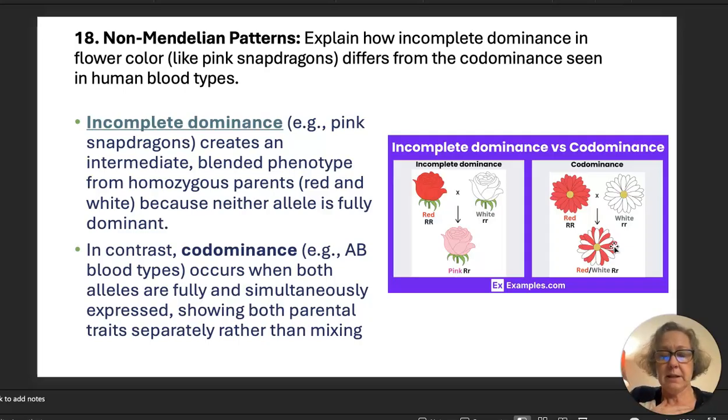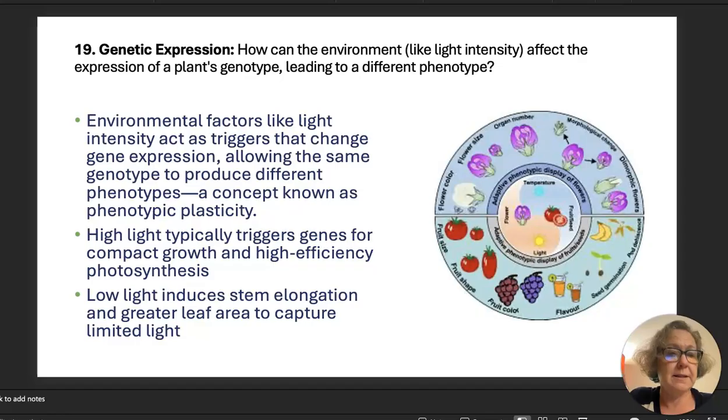The best example of codominance that's the most obvious is your blood type. Like if you're AB, you exhibit signs of being A and signs of being B. So that is the difference between incomplete dominance and codominance.